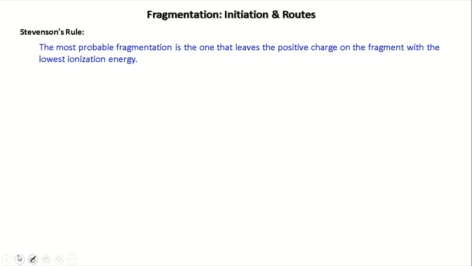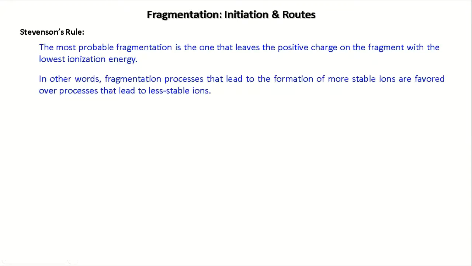The ionization energy will be low if the ion is stabilized. If the ion is stable, that ion can easily be generated, so its ionization energy will be low. In other words, fragmentation processes that lead to the formation of a more stable ion are favored over processes that lead to a less stable ion. So the more stable cation will be favored, and that will favor the route. So that is the point here.